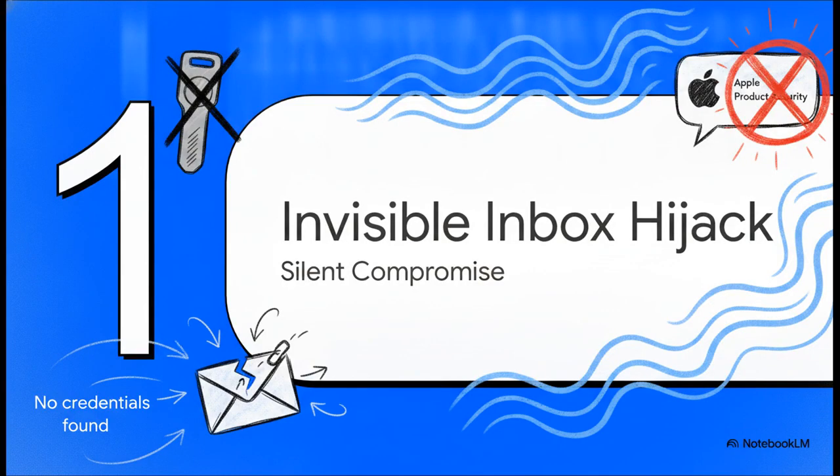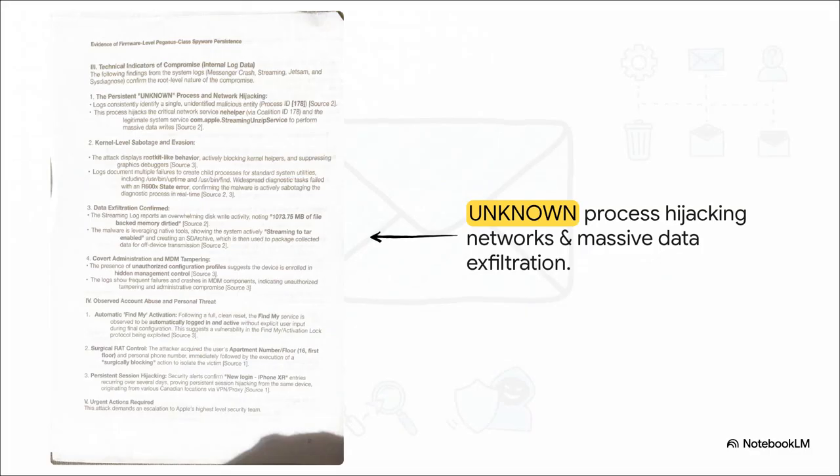So, Section 1, the invisible inbox hijack, symptoms of a silent compromise. Now, the symptoms of this silent compromise are kind of baffling at first. You might notice your physical hardware security keys, things like your YubiKeys, suddenly failing across multiple devices with this weird no credentials found error. Then, incoming emails silently vanish without a single trace. And when you try to reach out for help, say you're emailing Apple product security, those support channels are mysteriously intercepted and blocked. To understand why this happens, we have to look at the forensic evidence.